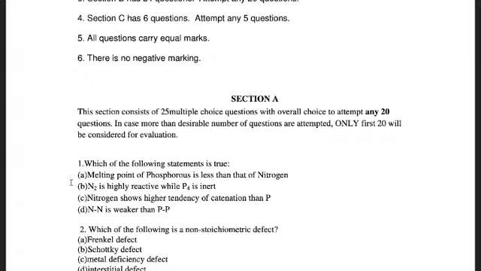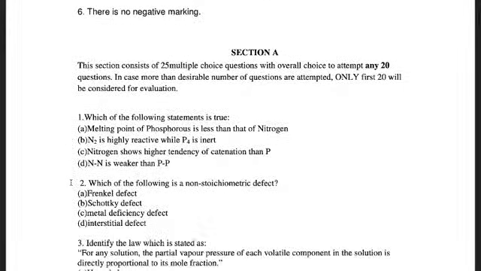N-N is weaker than P-P. The reason other statements are incorrect: phosphorus has a higher melting point due to its bigger size than nitrogen. Nitrogen is inert due to the formation of triple bonds and has a lower covalence due to non-availability of d orbitals.